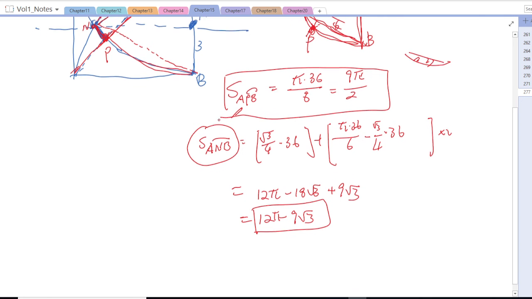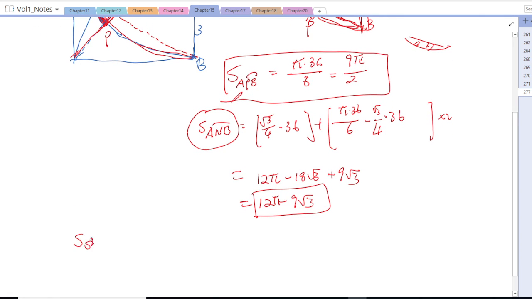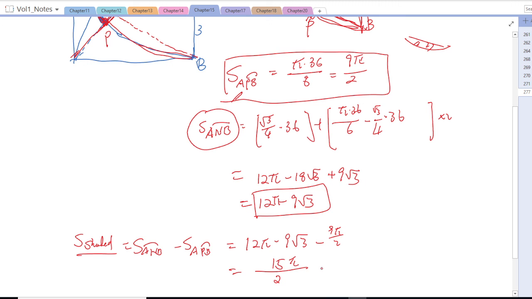Now we solved this part, and we also know this, so the shaded area is equal to the region between A and B minus the APB. So it's 12 pi minus 9 root 3, then take out 9 pi over 2, so it's 24 minus 9 over 2, which is 15 over 2 pi, minus 9 root 3.